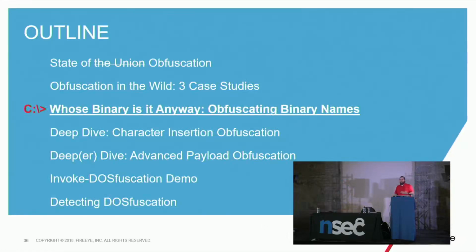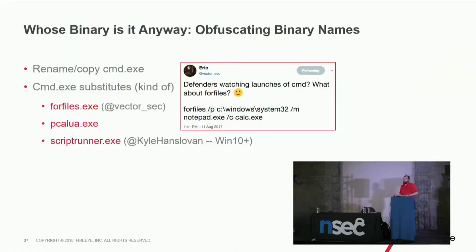So let's start with obfuscation of binary names. Now, a lot of attackers know that defenders will write detections that look like process name is command.exe and argument contains A, B, or C, or D and E, or blah, blah, blah. So an attacker could just simply copy command.exe to like benign.exe. That's one way of evading based on binary name, but that's not what I'm talking about.